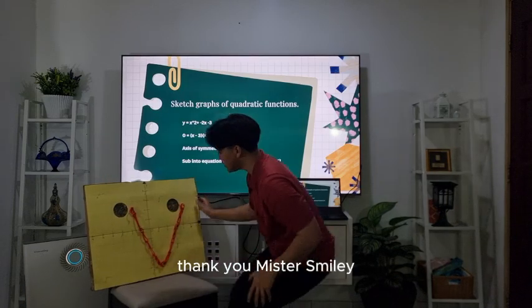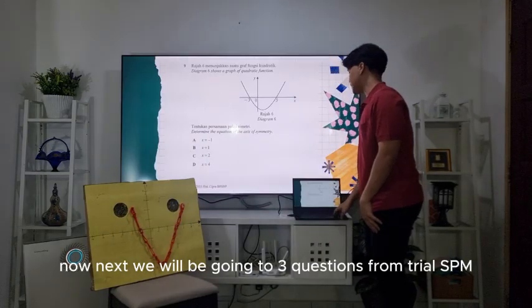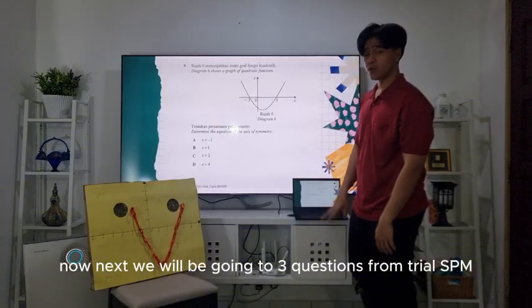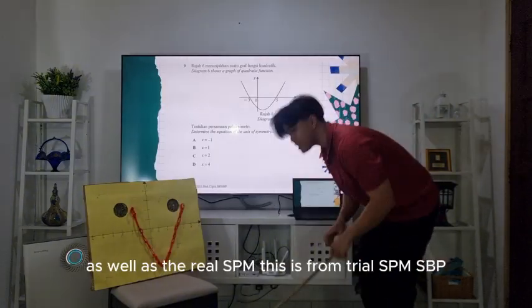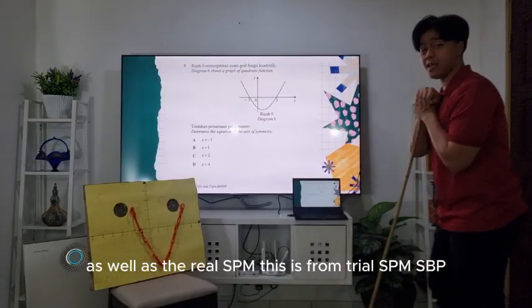Thank you, Mr. Smiley. Roughly the curve, roughly the quadratic. Next, we will be going to 3 questions from trial SPM as well as the real SPM. This is from trial SPM SBP.